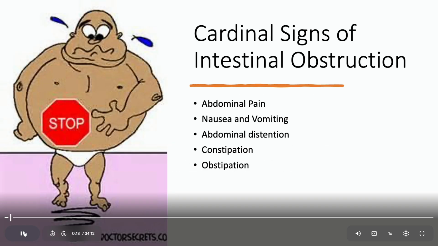We suspect a patient might have an intestinal obstruction if he manifests the following clinical manifestations, namely abdominal pain, nausea and vomiting, abdominal distension, constipation, and obstipation. These are the so-called cardinal signs of intestinal obstruction.